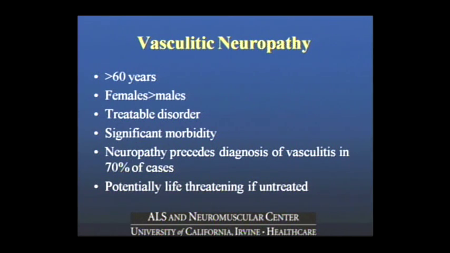Now, vasculitis tends to occur in people over the age of 60. Like most autoimmune disorders, it tends to affect females more than males. It's treatable, but as many of you know, you can be left with a significant amount of pain or weakness. Neuropathy precedes the diagnosis of vasculitis in about 70% of the cases, so it really is up to the neurologist to understand that the vasculitis is there and then get the other specialists involved to prevent damage to the other organs. And as you know, if it's not recognized, it's potentially life-threatening, not so much from the damage to the nerves, but from damage to the other organ systems.